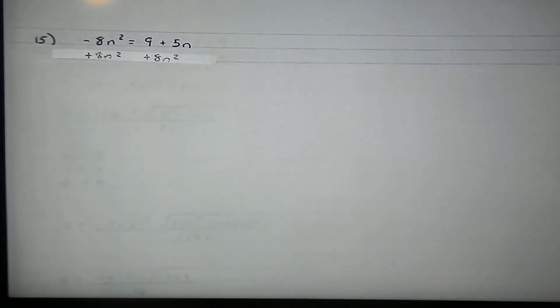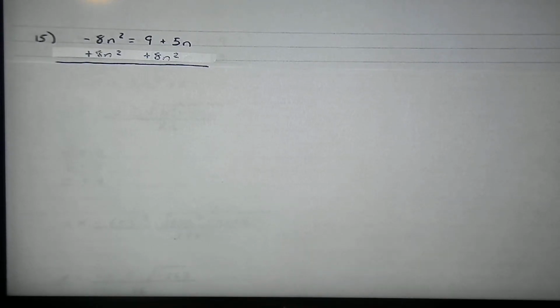Problem number 15 asks us to solve a quadratic equation using the quadratic formula. One of the things with the quadratic formula, we must set our equation in the standard form, meaning we must set it equal to 0. I would also prefer, whenever possible, to use a positive lead coefficient. So I decide to add 8n squared to each side of the equation. I now have a quadratic equation set equal to 0.